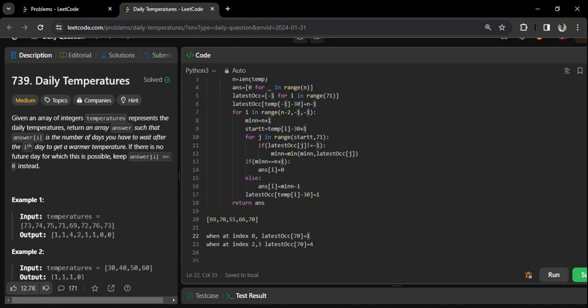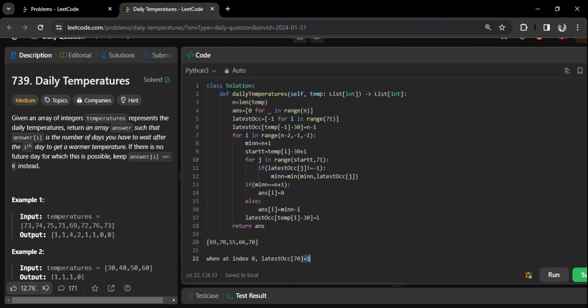See, it doesn't matter how many times the same temperature is repeating in the array. That doesn't matter to us. What matters to us is that, suppose I'm at index i, towards my right, 70 is appearing nearest at which index. That's what is more important to me. That is the nearest index at which 70 is occurring. That only I'm going to record here. So I hope you see what this latest occurrence is all about.